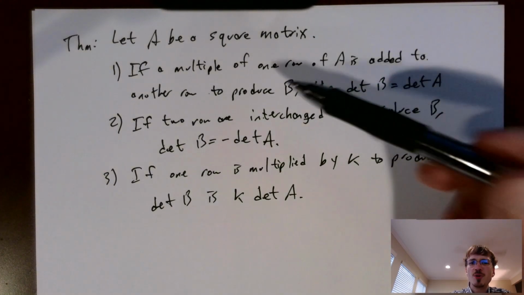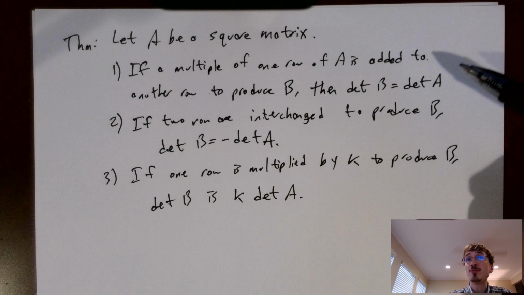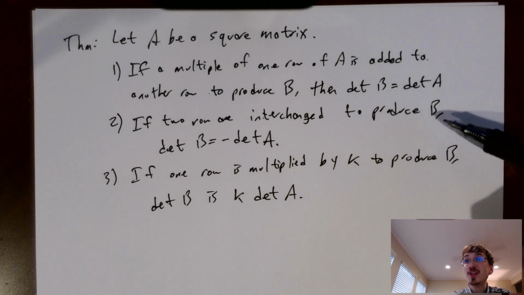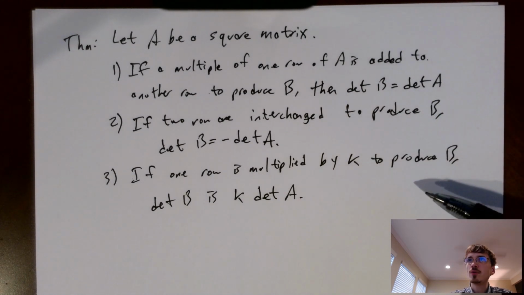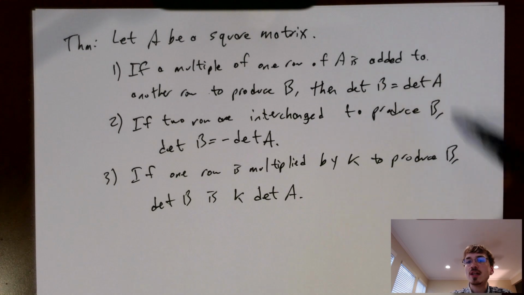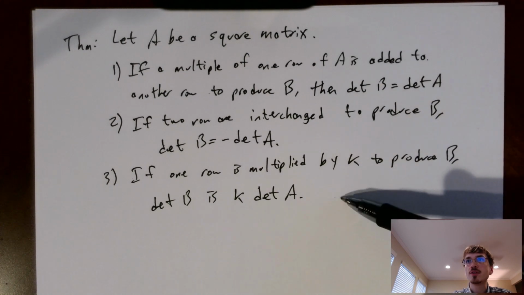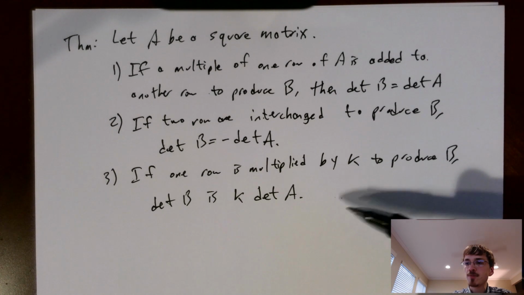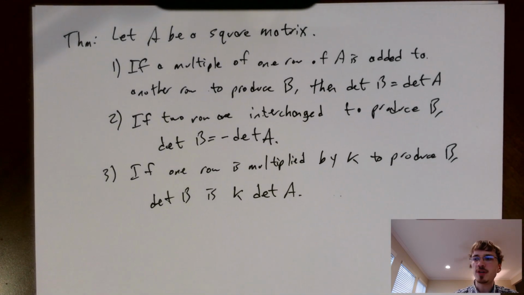If you take a multiple of a row and add it to another one, that's a row operation, right? If we swap two rows, that's a row operation. This one's not quite a row operation, but we can just multiply a row for free and leave it there. And so it's telling you how to compute determinants with row operations, which is kind of interesting. We have a theorem that corresponds to this.